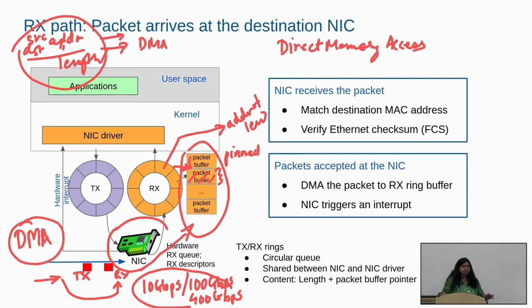So once again, what happens when a packet comes in? First step, DMA the packet into the RAM, which is a pinned memory, and make an entry into the RX queue about the address and the length. We maintain a circular queue or a circular buffer for both transmit packets as well as for received packets.